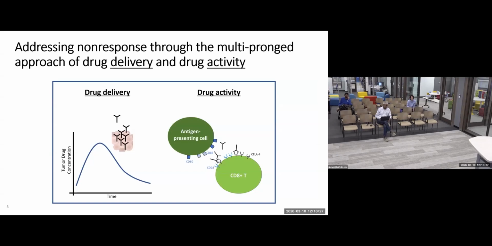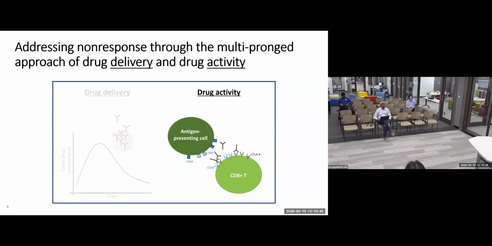So I think about these types of problems as sort of a two-pronged approach. We want to think about addressing questions of drug delivery. So are we getting a drug to its target site? And then drug activity. So once the drug is at the target site, is it doing what it needs to do? For purposes of today's talk, I'll mostly focus on the smaller scale drug activity question. So is our drug behaving as we want it to once we get it to the solid tumor?